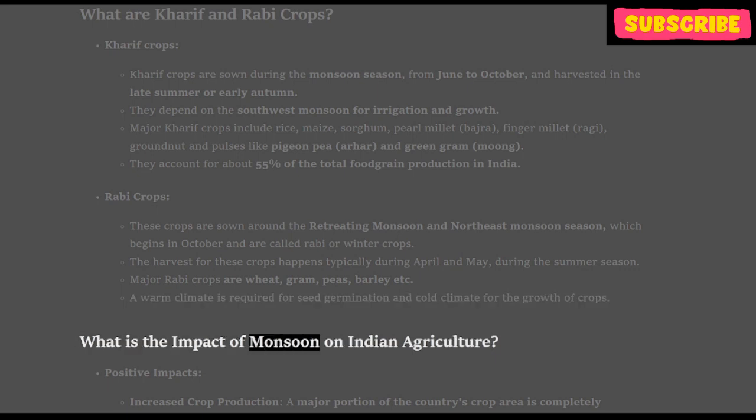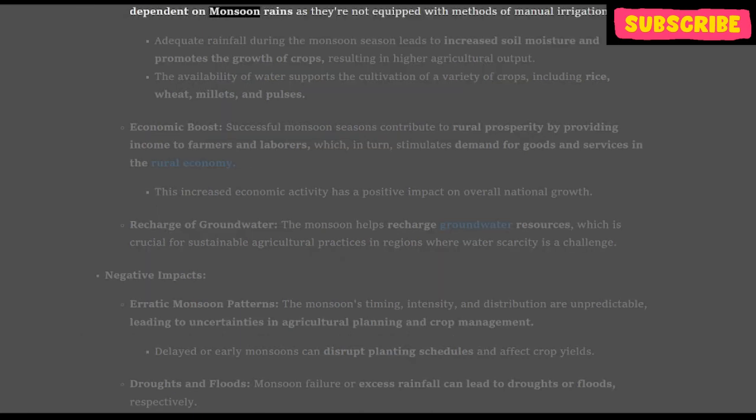What is the impact of monsoon on Indian agriculture? Positive impacts. Increased crop production: a major portion of the country's crop area is completely dependent on monsoon rains as they are not equipped with methods of manual irrigation. Adequate rainfall during the monsoon season leads to increased soil moisture and promotes the growth of crops, resulting in higher agricultural output.